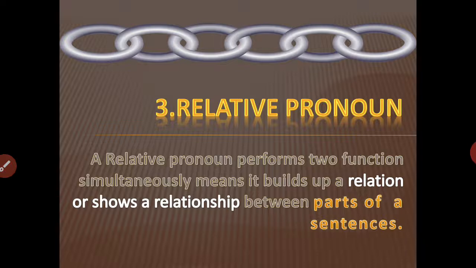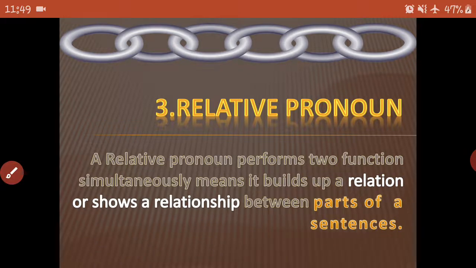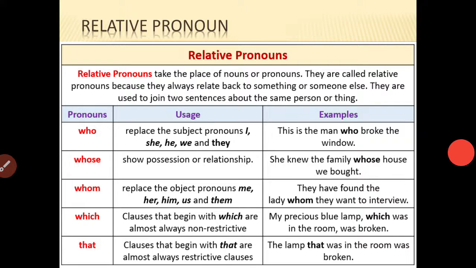Noun, pronoun, adjective, verb, these are parts of speech. And what are parts of sentences? They are subject and predicate. So they join and build a connection between the subject and the predicate. Let's see. Relative pronoun takes the place of nouns or pronouns. They are called relative pronoun because they always relate back to something or someone else. They are also used to join two sentences about the same person or thing.